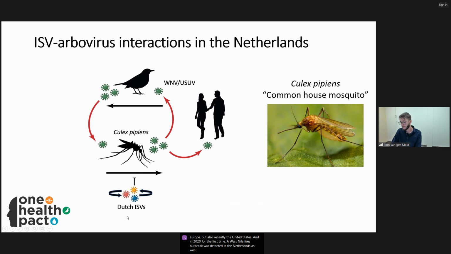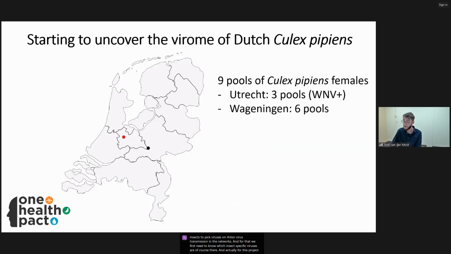So what I'm looking at is I'm trying to understand what the impact is of insect-specific viruses on arbovirus transmission in the Netherlands. And for that, we first need to know which insect-specific viruses are, of course, there. And actually, for this project, we started from scratch, as no one had really been looking before.